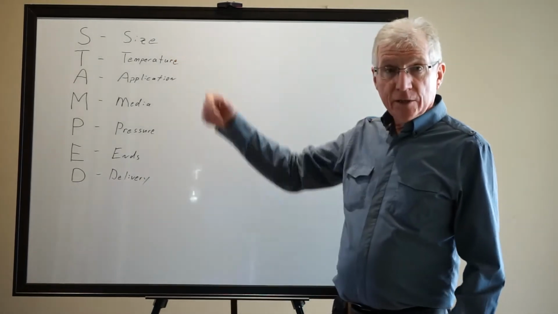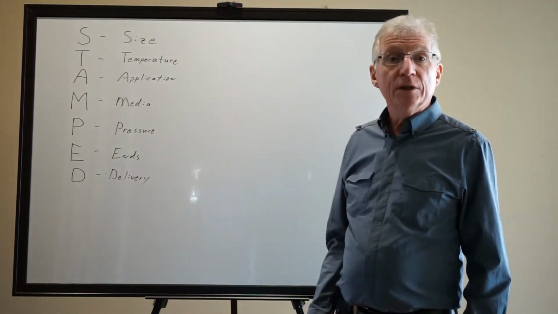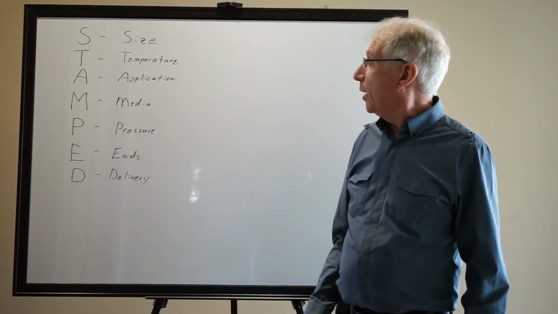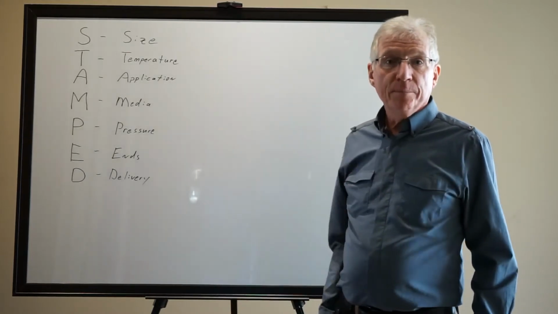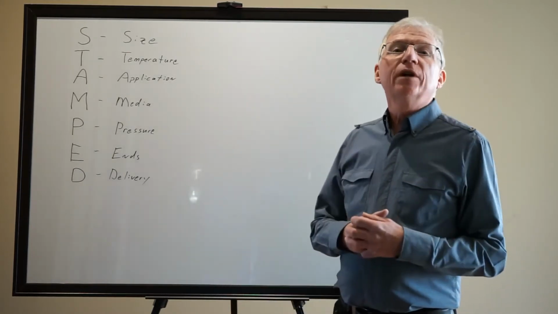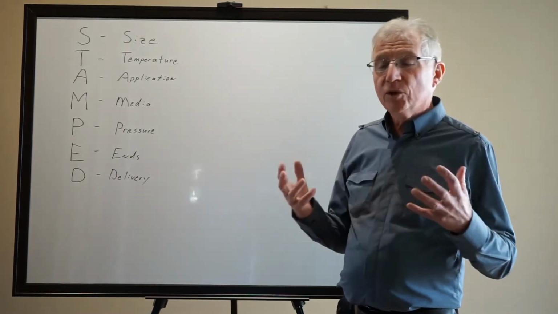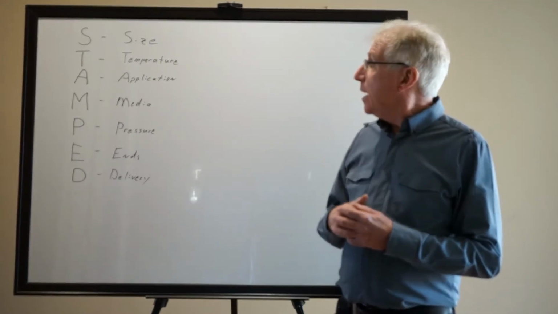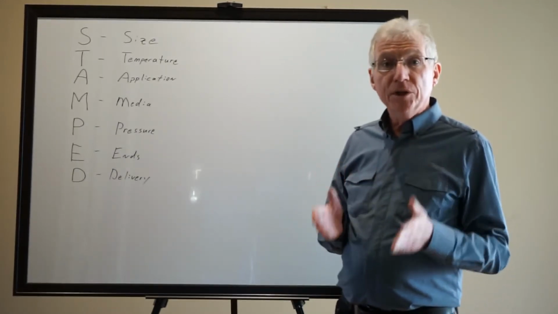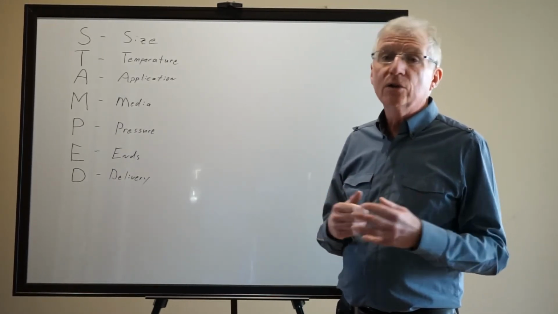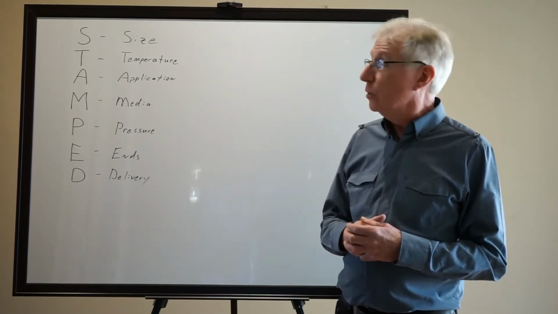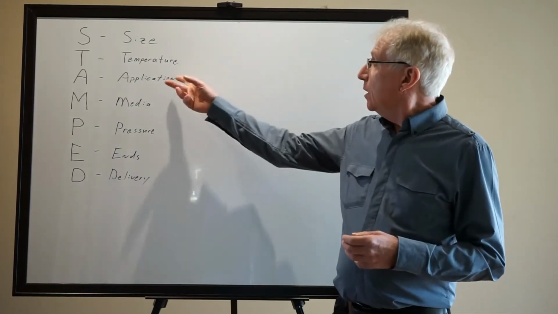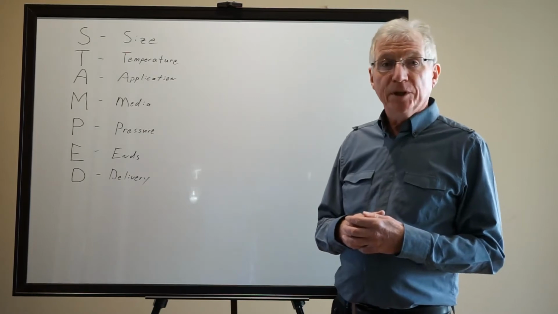S is for size, so that will be the size of the hose, the internal diameter of the hose that's required. T is for the temperature. Most hoses are in ambient temperature applications, but sometimes you have a very high temperature, sometimes a very low temperature. Now, it's the temperature of the media flowing through the hose and also the ambient temperature outside the hose that is important.